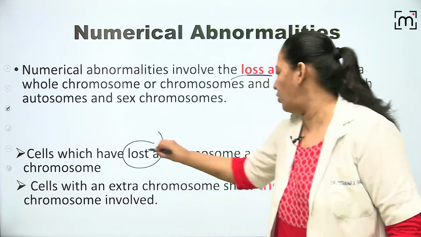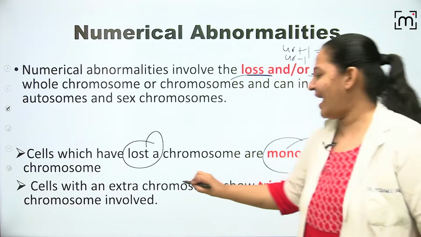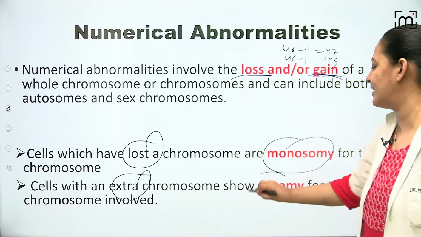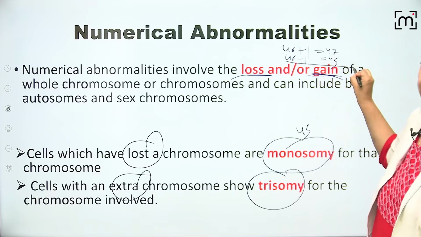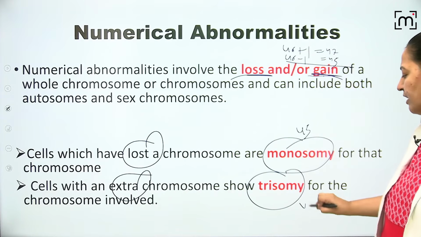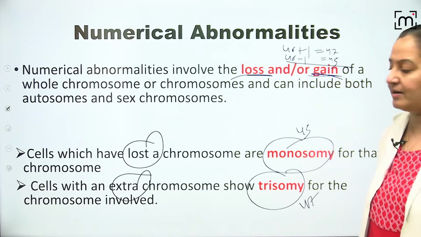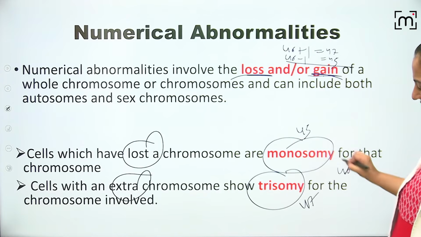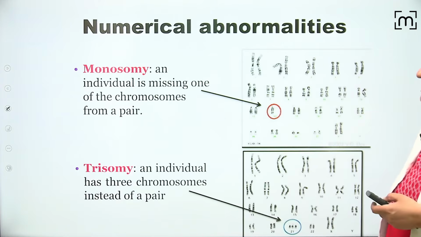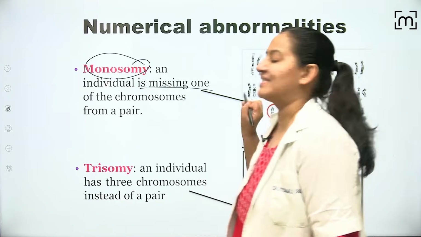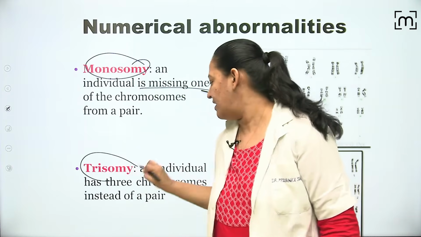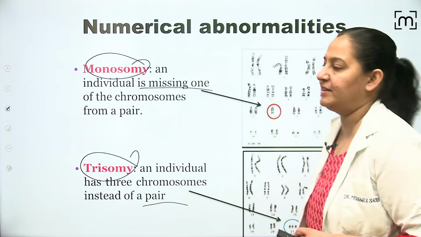Loss is known as monosomy and extra chromosome gain is known as trisomy. So in monosomy, a total of 45 will be there, one is lost. And in trisomy, a total of 47 will be there, one is gained. So instead of 46, either one is lost or one is gained. So these are the two types of diseases. Monosomy, one of the chromosomes is missing. And trisomy, one of the chromosomes is extra in the pair.